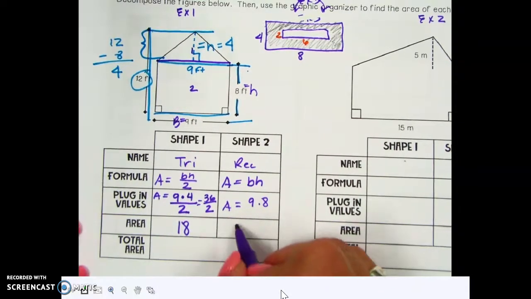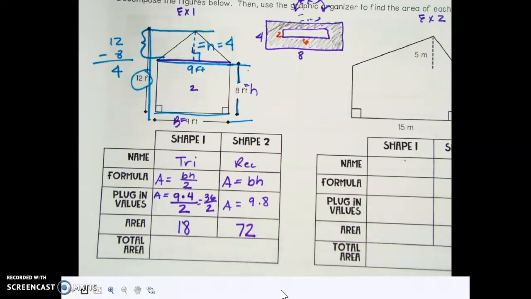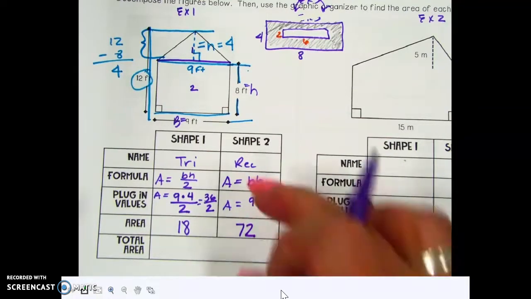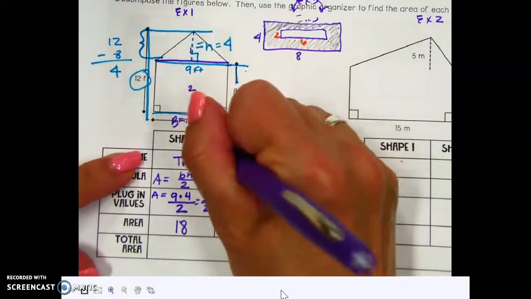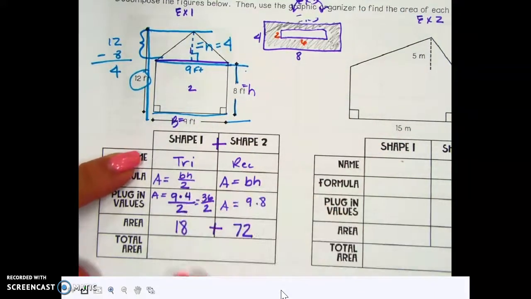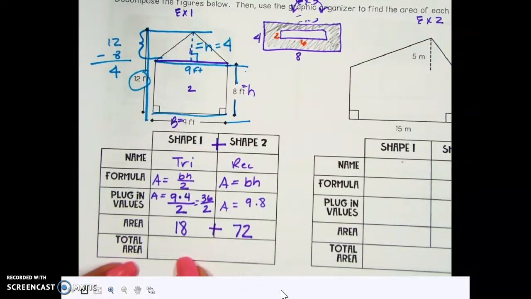Excellent, Aiden. Now here's where I have to figure out how do I do this? Well, I took 2 areas and I combined them. So I have to add these 2. What's the total area? Type it in the chat when you're ready.